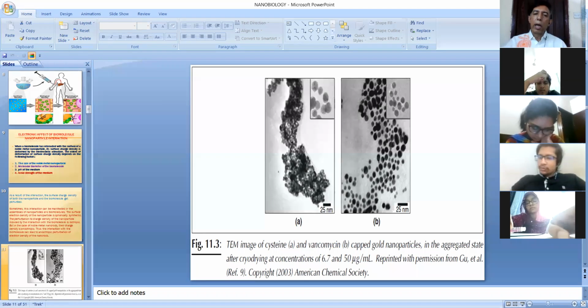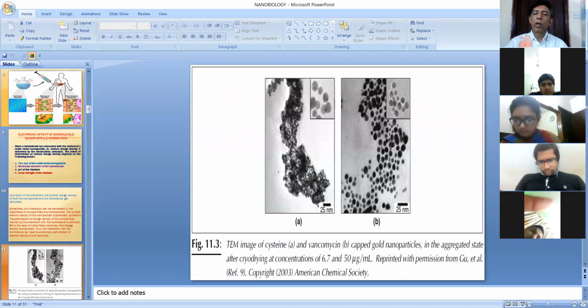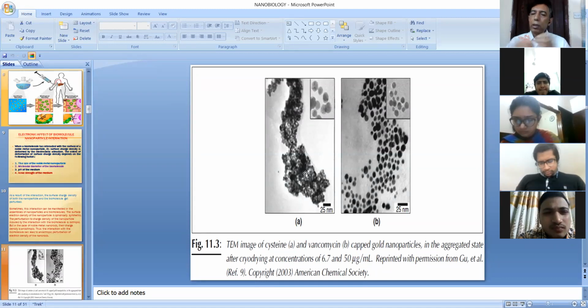You see, it is the actual image, TEM image. TEM image means transmission electron microscopic image. It is the TEM image of a cysteine capped gold nanomaterial. Cysteine is one kind of amino acid. Cysteine with gold nanomaterial. And it is vancomycin. Vancomycin is one kind of antibiotic.